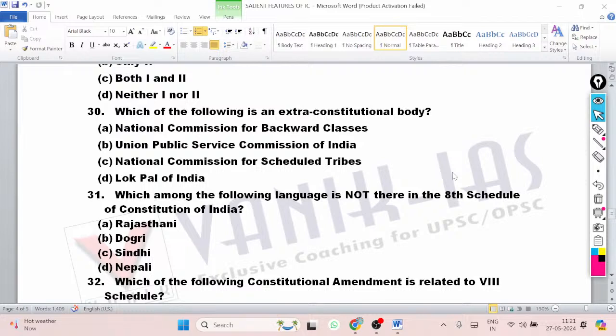And when you divide statutory bodies, there are a number of bodies that come under them, like regulatory bodies, quasi-judicial bodies, autonomous bodies, advisory bodies. So that is the fundamental thing. Here, except Lokpal of India, all of them are constitutional bodies. So it is the only extra constitutional body. So the answer will be D.